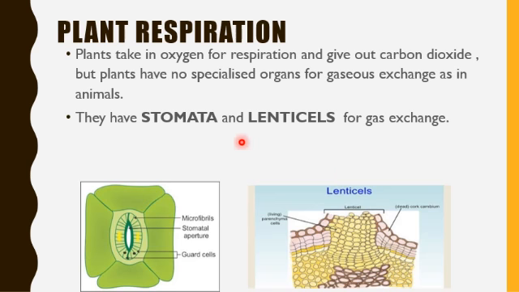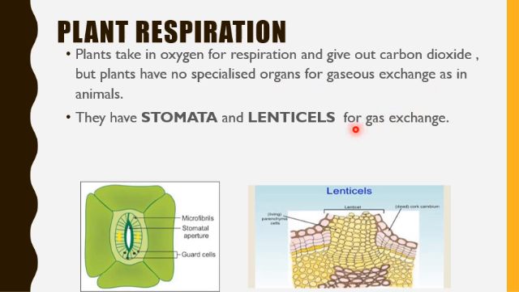Next is plant respiration. Plants take in oxygen for respiration and give out carbon dioxide, as animals also take in oxygen and release carbon dioxide. But in animals we have special organs for the exchange of gases for respiration, whereas plants have no specialized organs for the exchange of gases.